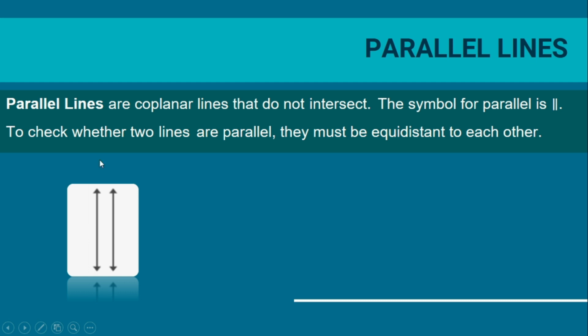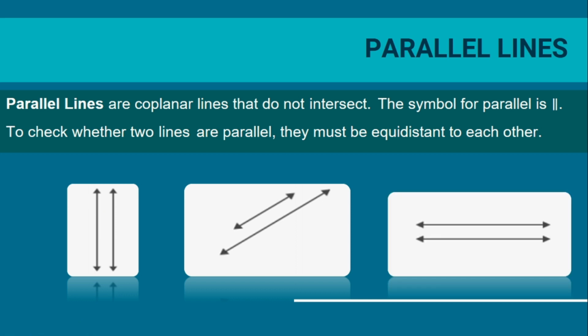So, let's have example. So, I have your parallel lines. Ito at ito. So, kahit i-extend mo yan, hindi sila magtatagpo. Okay? Same with this and this one. So, yun yung parallel lines. Lines that do not intersect.